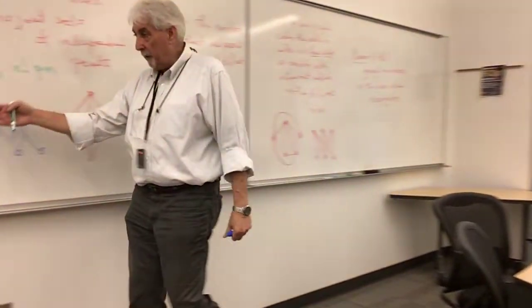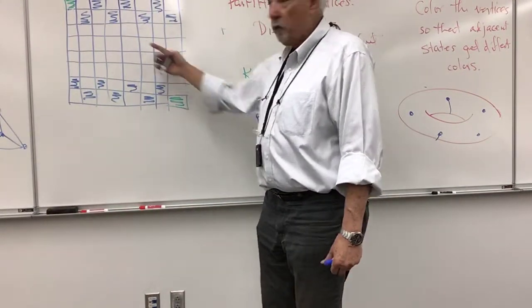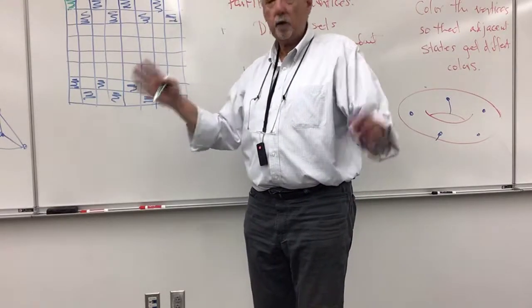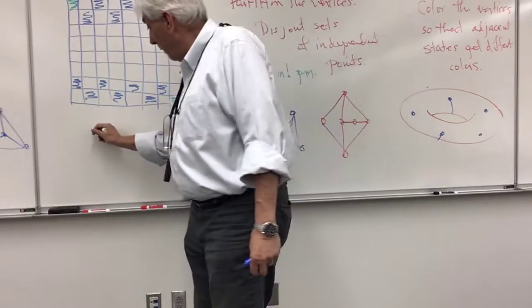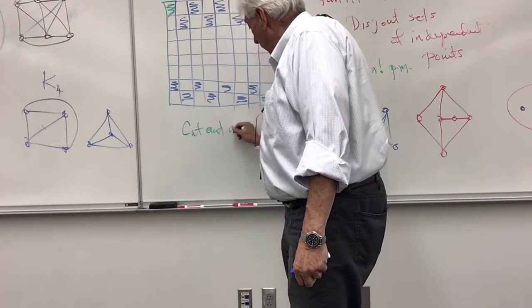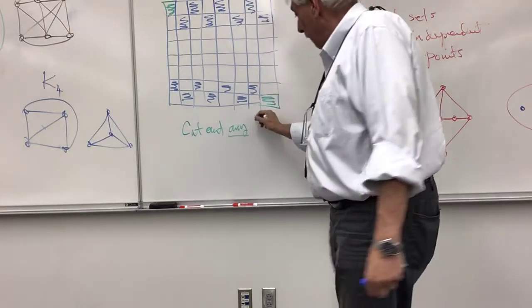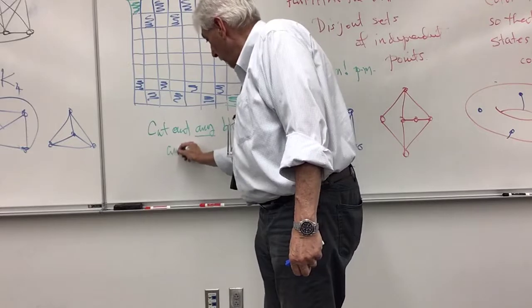So hopefully you see that if I cut out 2 blues, I'm in trouble. And if I cut out 2 whites, I'm in trouble. When I say trouble, I'm going to give you 31 dominoes to cover. Okay? Cut out any blue and any white.